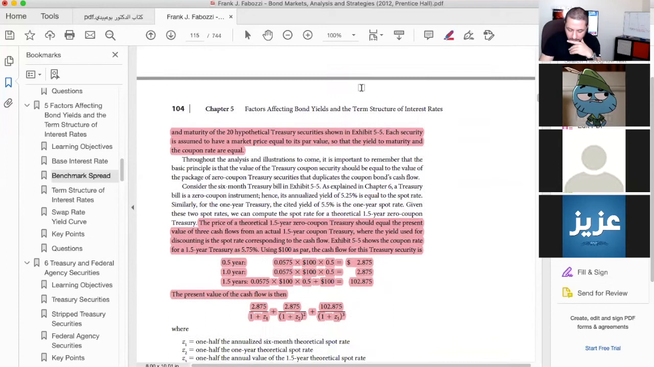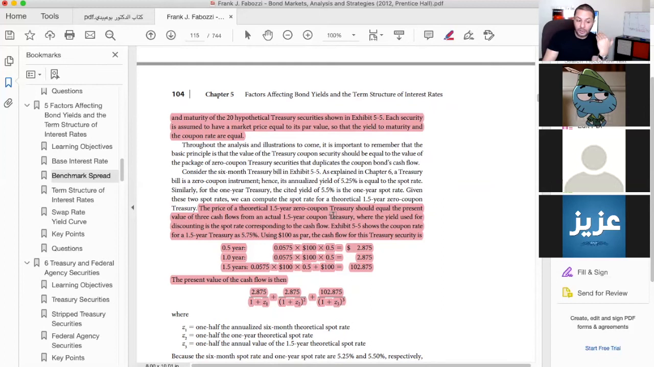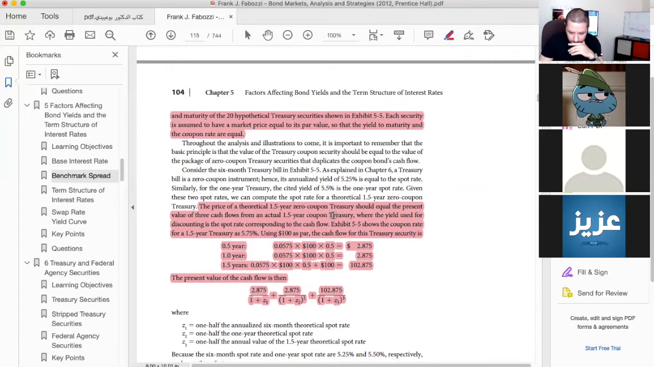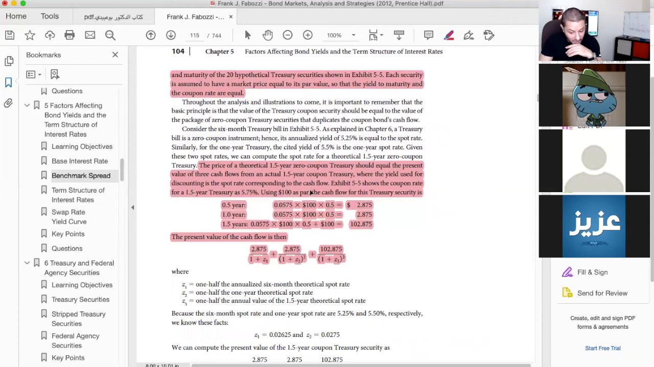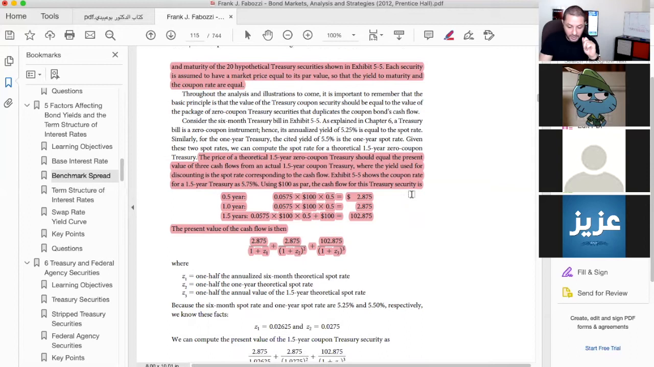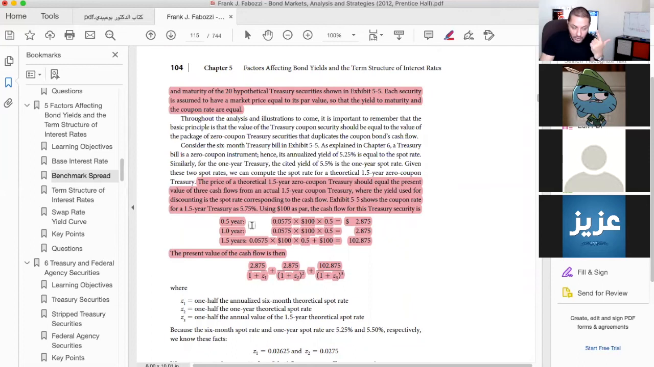Now, the only difference is that we used to consider one fixed discount rate for all the periods. Now we'll consider a different yield, or a different discount rate, for each period. So we have three periods, remember; the bond will mature after 1.5 years. The yield used for discounting is the spot rate corresponding to the cash flow. Exhibit 5.5 shows the coupon rate for a 1.5-year treasury as 5.75%, using $100 as par. The cash flows for the treasury security are: we receive one cash flow after 6 months, the second cash flow after 1 year, and the third one at maturity. All right.